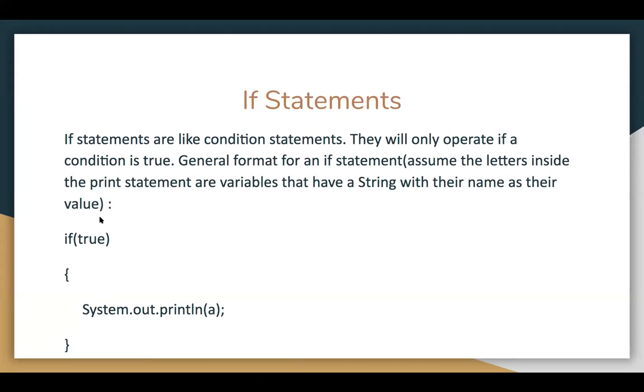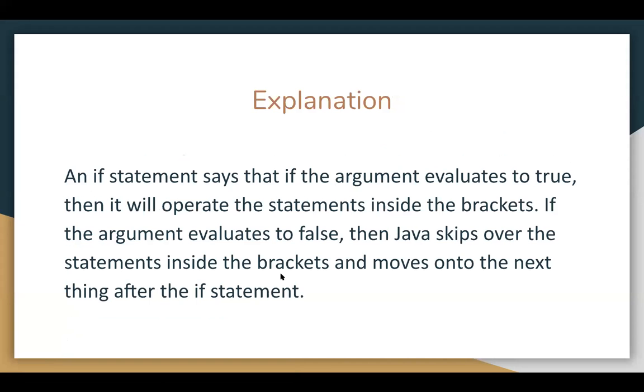For example, if the if statement evaluated to false, then it would skip this entire block of code and just move on to the next thing after it. Like I said, an if statement says that if the argument evaluates to true, then it'll operate the statements inside the brackets. If the argument evaluates to false, then Java skips over the statements inside the brackets and moves on to the next thing after the if statement. Basically just what I said, but in word form.